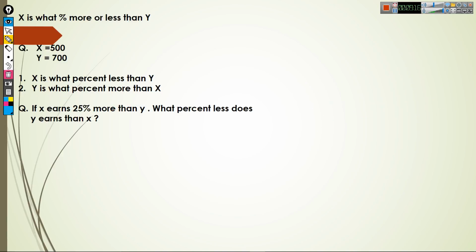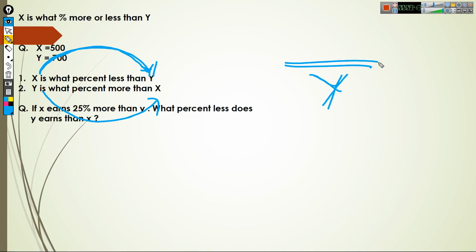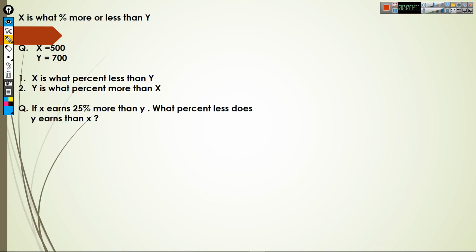So what you need to remember is, when you are comparing two values, here you are comparing x with y, so y will come in the denominator. The value of the one you are comparing with, here y, will always come in the denominator, and if you are comparing with x, then the value of x will come in the denominator. So this is comparison, and let's see a question.